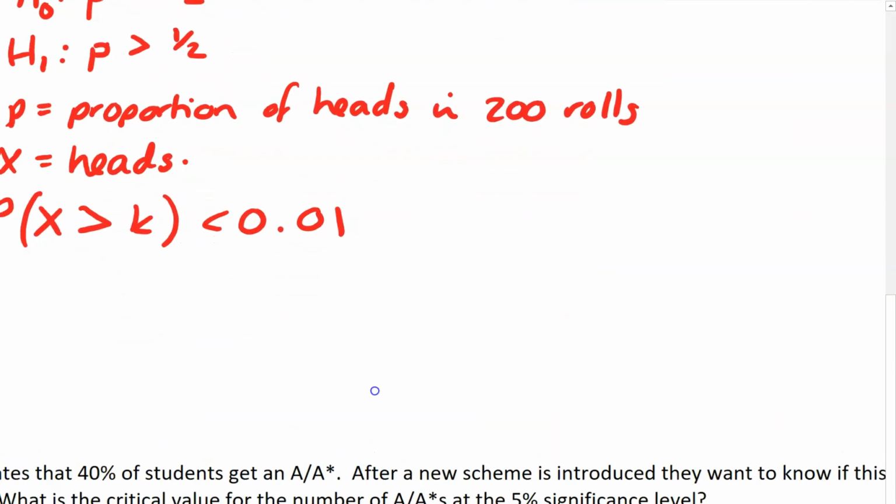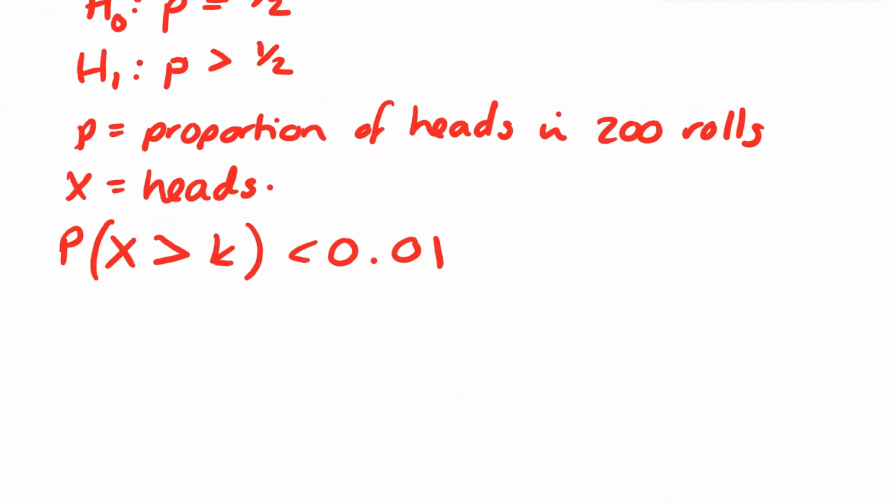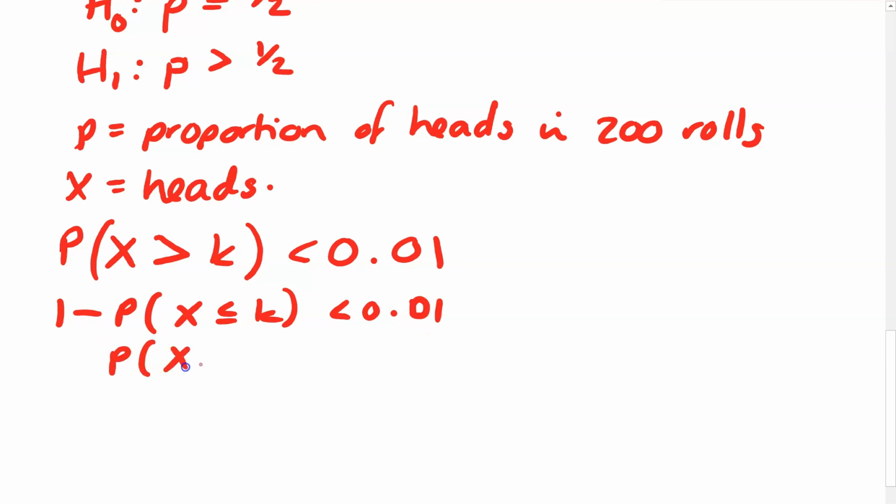So, let's give myself some more space. Right, we can't do greater than in our calculator, so we have to do 1 minus the probability of X being less than or equal to K. And if that's the case, then this has to be at least 0.99. And to effectively take away one from both sides and flip the sign.